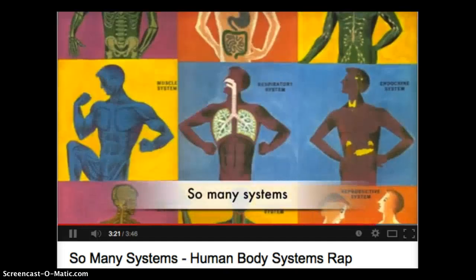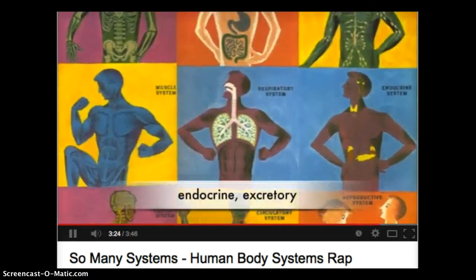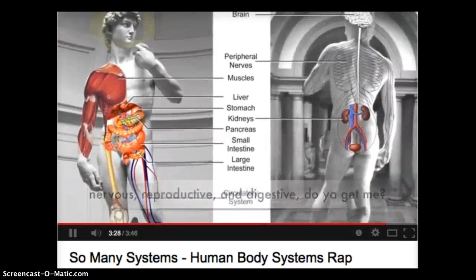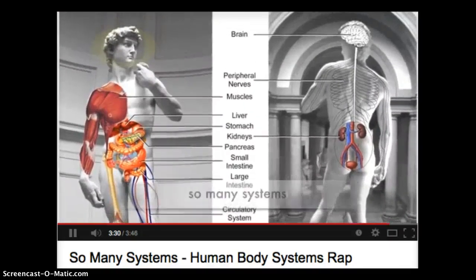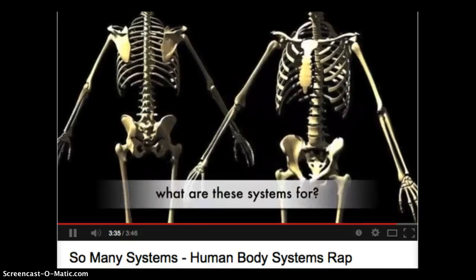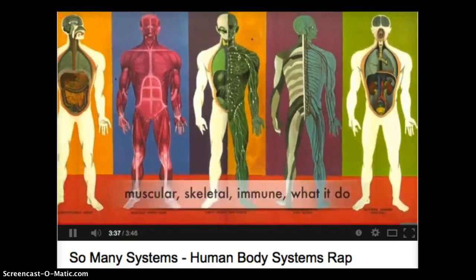So many systems. Endocrine, excretory, our body systems. Nervous, reproductive, and digestive. Do you get me? So many systems. Respiratory, circulatory, muscular, skeletal, immune. What are these systems for?